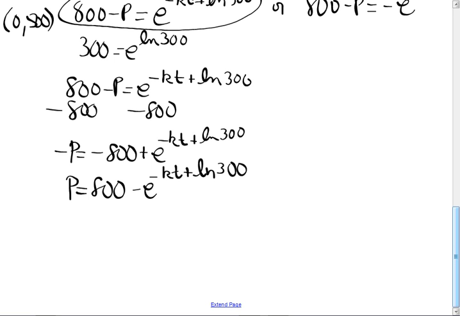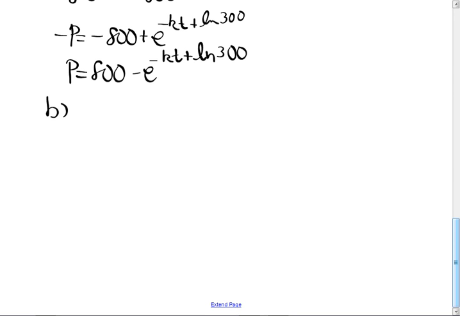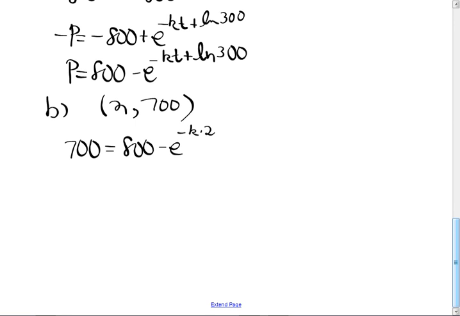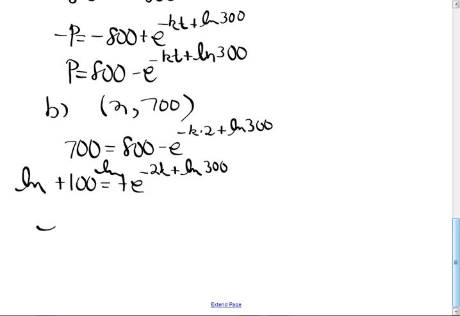Okay, how do you do B? This solution goes to that point, 700. Put 700 here, equals 800 minus e to the minus k times 2 plus the log of 300. So minus 100 equals minus e to the negative 2k plus the log of 300. Get rid of the negatives and log both sides. So log of 100 equals negative 2k plus the log of 300. I logged both sides, so the log of e to this thing gives me just this piece right here.